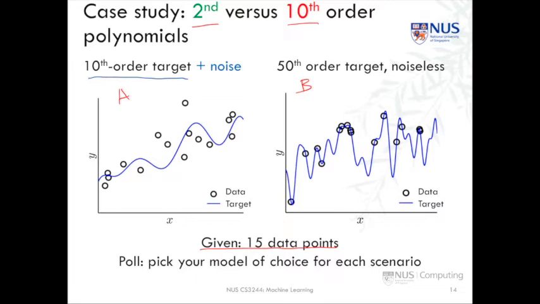Before we go ahead, think about which of these two models, the second order or the 10th order, would be suited for either the A model or the B model. You can pause this video. Write it down somewhere before you continue to the next part.